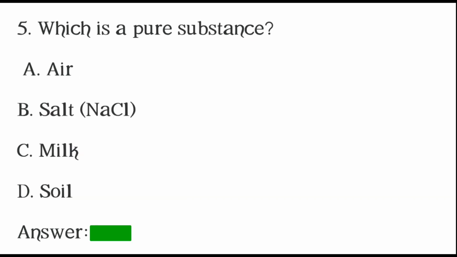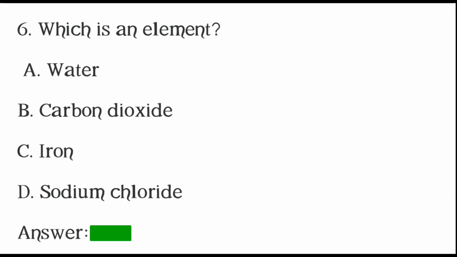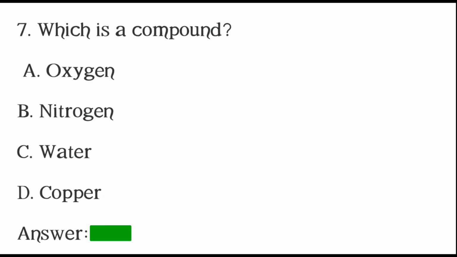5. Which is a pure substance? A. Air, B. Salt, NaCl, C. Milk, D. Soil. Answer, B. 6. Which is an element? A. Water, B. Carbon dioxide, C. Iron, D. Sodium chloride. Answer, C. 7. Which is a compound? A. Oxygen, B. Nitrogen, C. Water, D. Copper. Answer, C.